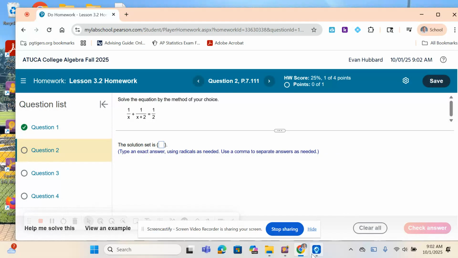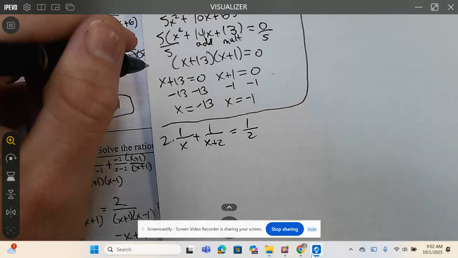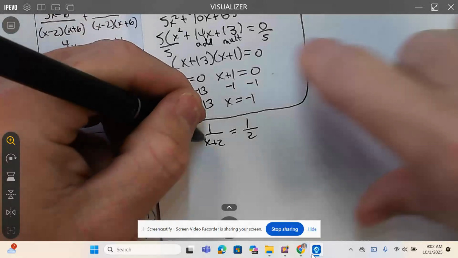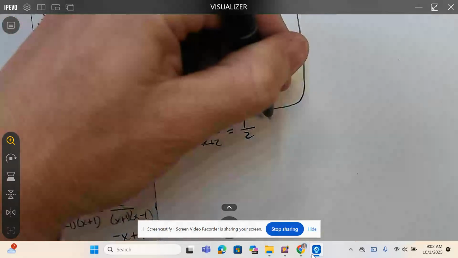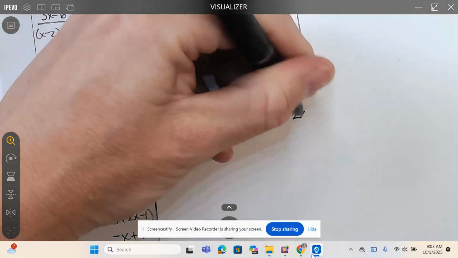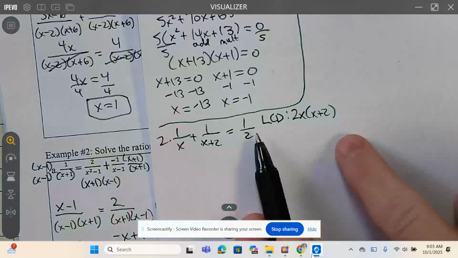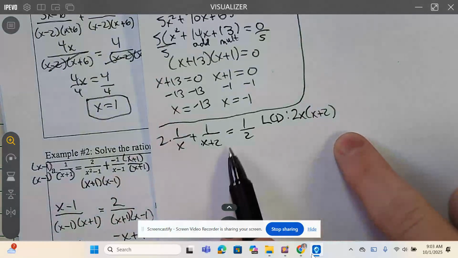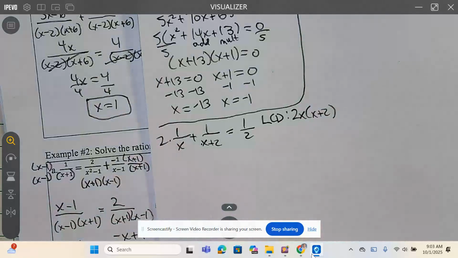Okay, this is a pain because you got to get a least common denominator. This one has x, this one has x plus 2, this one has 2. They all have different stuff. So my least common denominator is going to be 2x times x plus 2. That's going to be my least common denominator because this has that piece in it, this has that piece as a factor, and it has that piece as a factor. So that's a little bit of a pain because you don't have one that's already a least common denominator. You have to set it up.